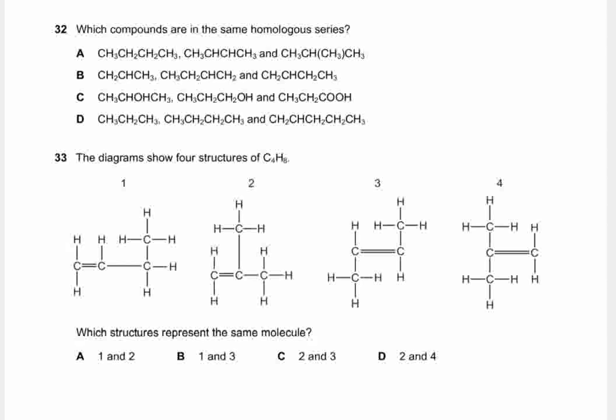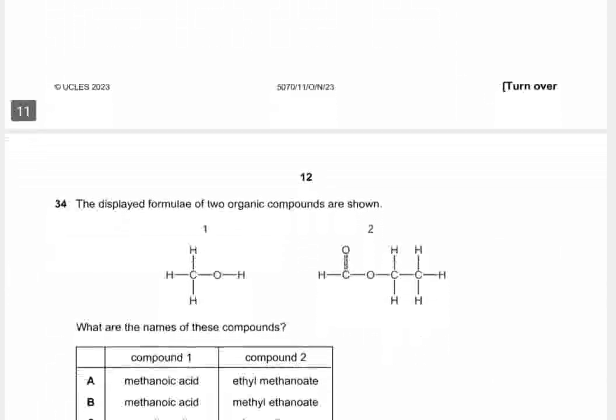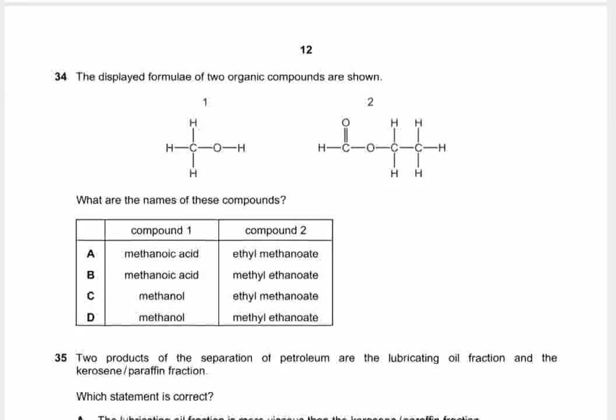And then we go on to the next one. The question is, the display formulas of two organic compounds are shown, and we have to pick the names. The first one here has one carbon and an alcohol group, so that is methanol. So obviously C and D options are correct. On the other hand, we have the ethyl group attached to the carboxylic acid in its H place, so it is ethyl methanoate. So for 34, C option is the correct one.